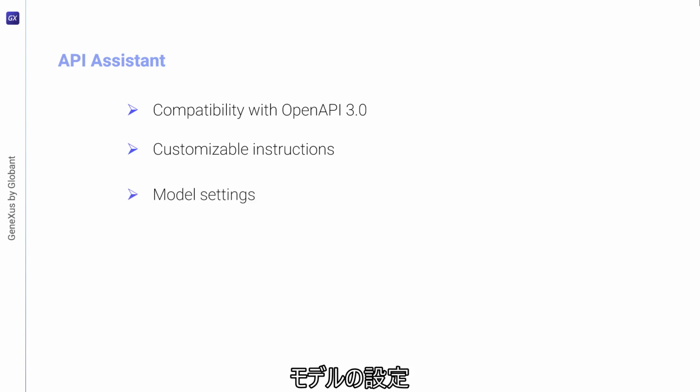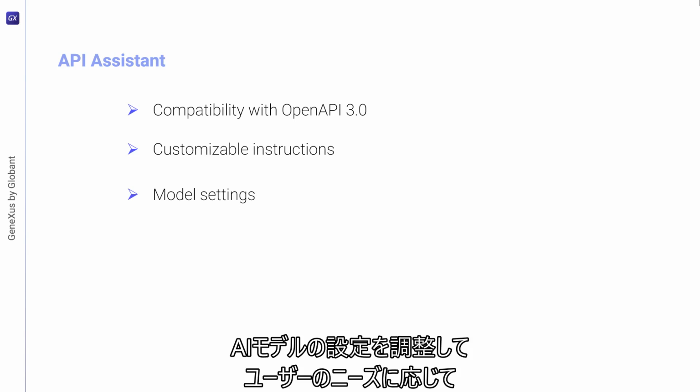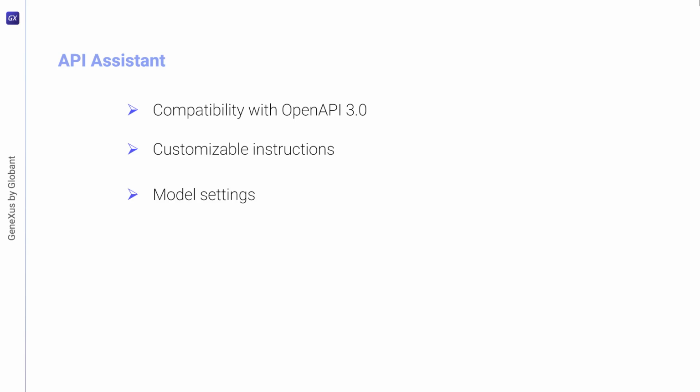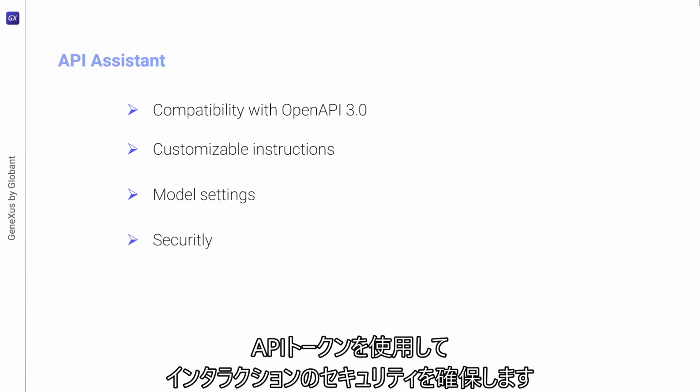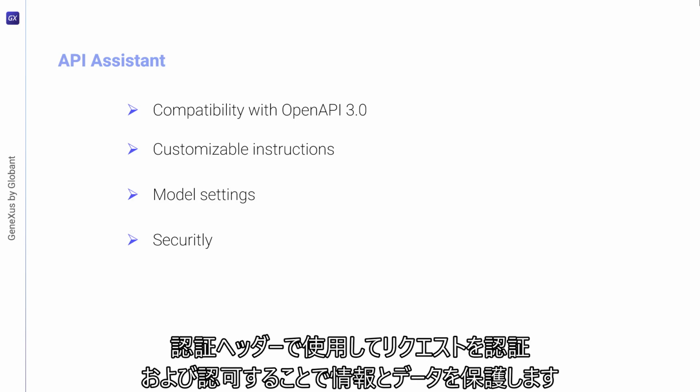Model settings. It's possible to adjust the AI model settings, such as temperature and the maximum number of tokens generated, to enhance and customize the assistant's answers according to the user's needs. Security. Ensures the security of interactions through the use of API tokens. These tokens, which can be of basic or bearer type, are used in the authorization header to authenticate and authorize requests, thus protecting information and data.